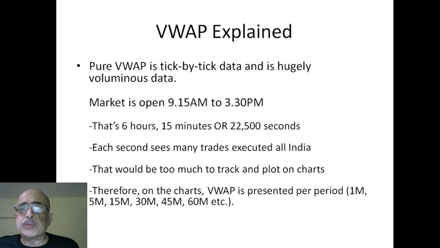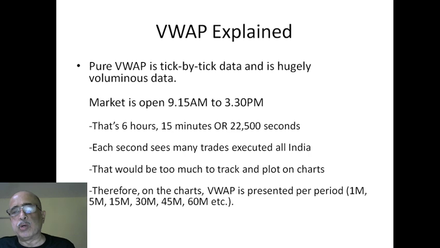So on the chart, the VWAP becomes candle specific. That means whatever period you choose, like 1 minute, 3 minutes, 5 minutes, 15 minutes, the VWAP is for that particular period. It is not the tick by tick data. However, the interpretation remains the same: if your candle crosses above the VWAP, it's a bullish sign.